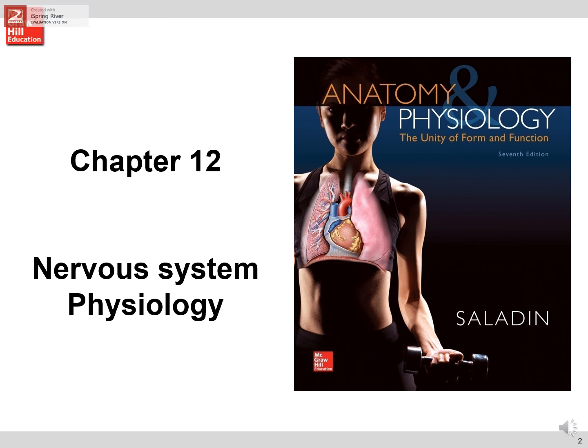So this chapter will cover nervous system physiology. Hopefully you'll be able to tie the muscle physiology together with the nervous system physiology once you understand where the action potential comes from.